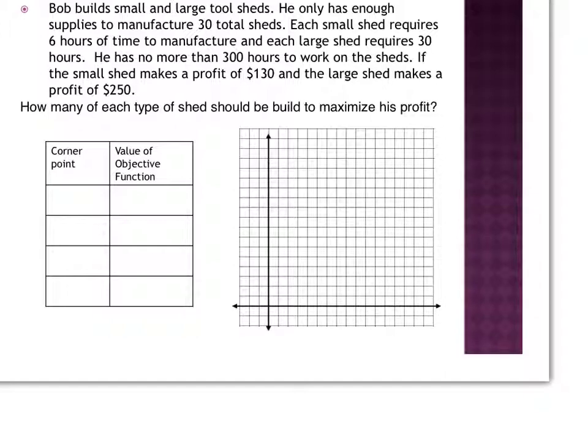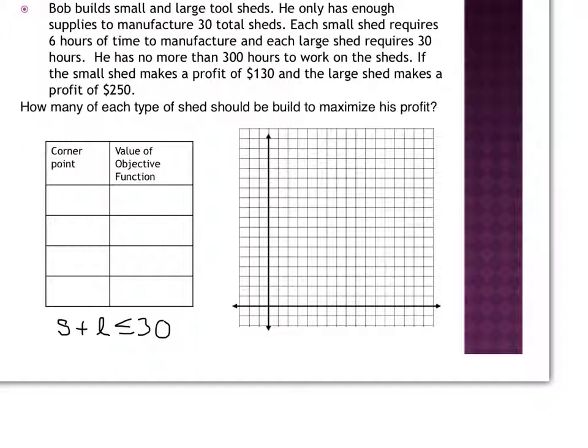Okay, let's start with the constraints. Now, he only has enough to manufacture 30 total sheds. So if we use S for our small sheds and L for our large sheds, we should have our small plus our large, and he only has enough to manufacture 30 total. So he could do less than 30, he could do equal to 30, so we're going to have less than or equal to 30. So the amount of small sheds plus the amount of large sheds should give us 30 total sheds at most.